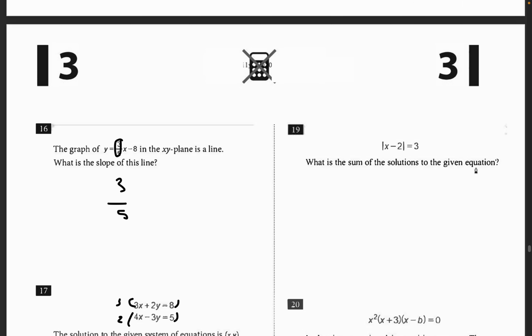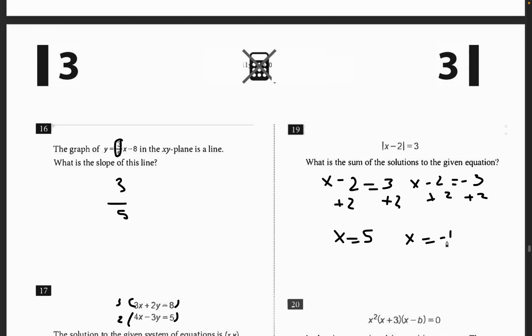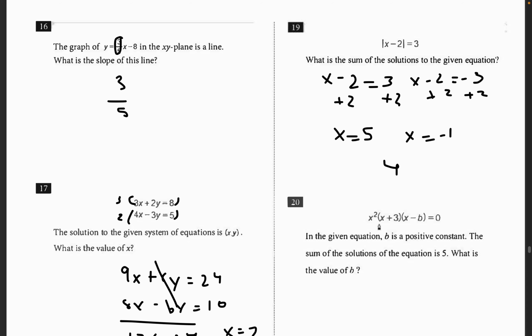What is the sum of the solutions? Okay, so when we have absolute value, we do x minus 2 is equal to positive 3, and x minus 2 is equal to negative 3. Plus 2 plus 2. X equals 5. X equals negative 1. 5 plus negative 1 is 5 minus 1 is 4. The sum of the solutions.